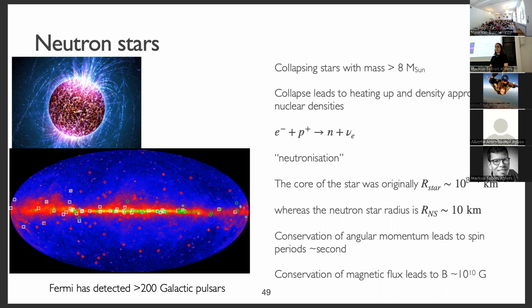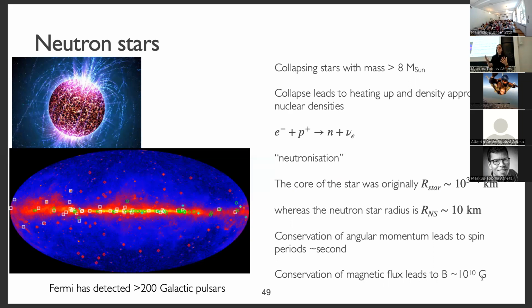During this process, we need to have conservation of angular momentum. This explains why they have extremely short spin periods of order a second. We also have conservation of magnetic flux. So we start with something with a magnetic field like the sun, and we end up with something with a magnetic field strength of order 10 to the 10 Gauss.